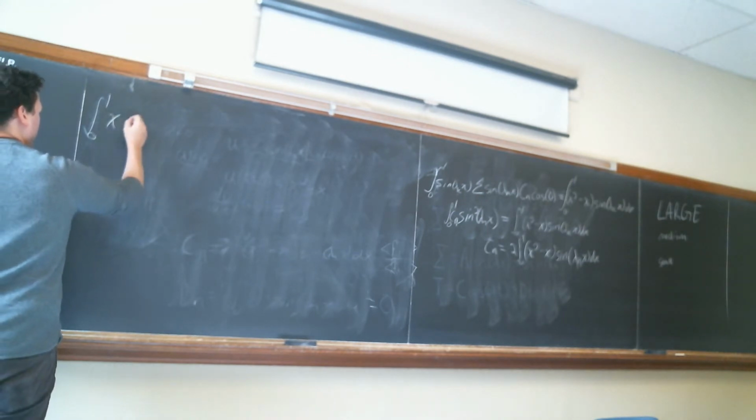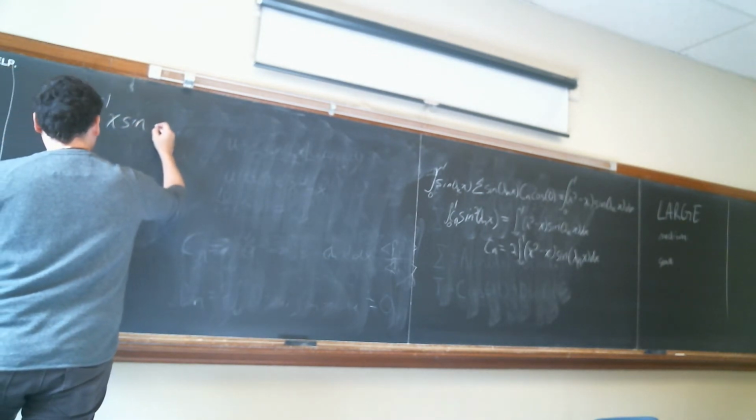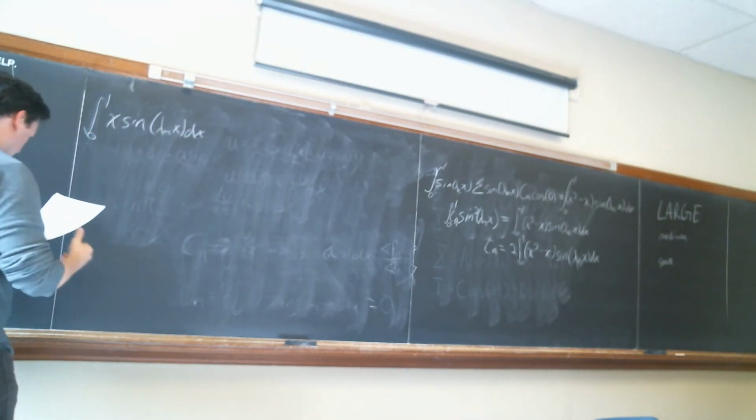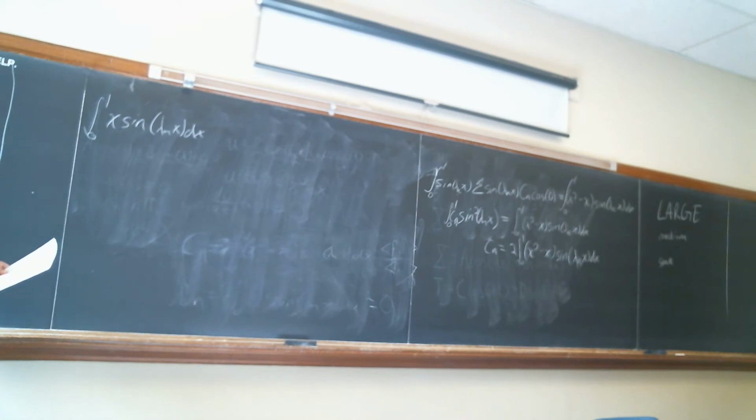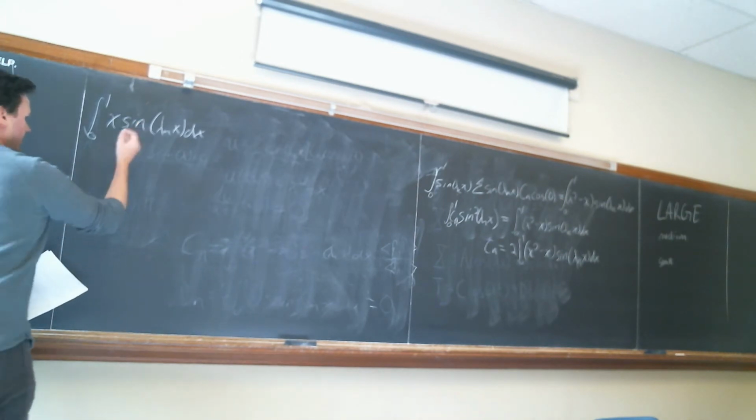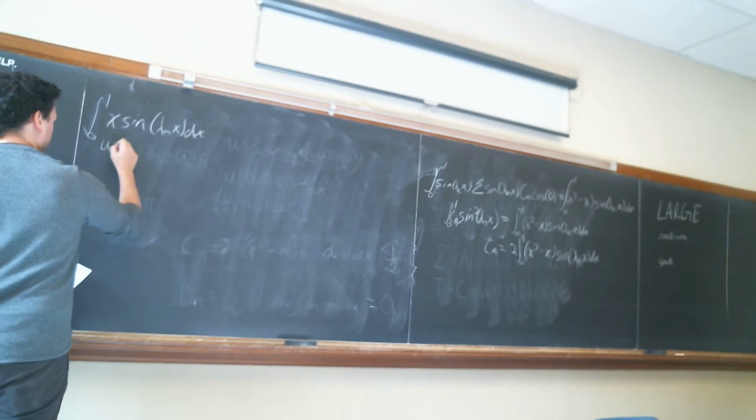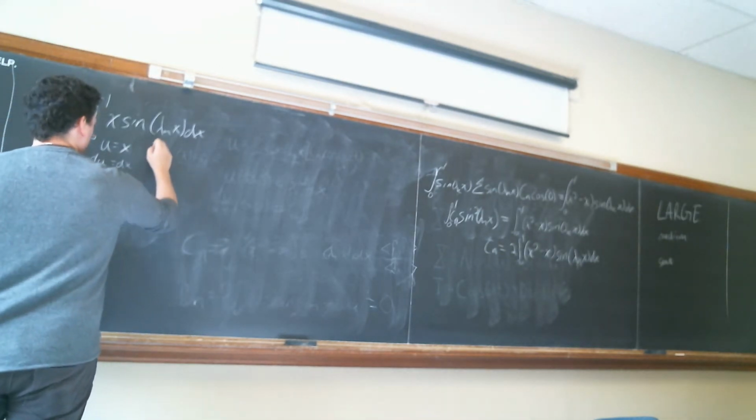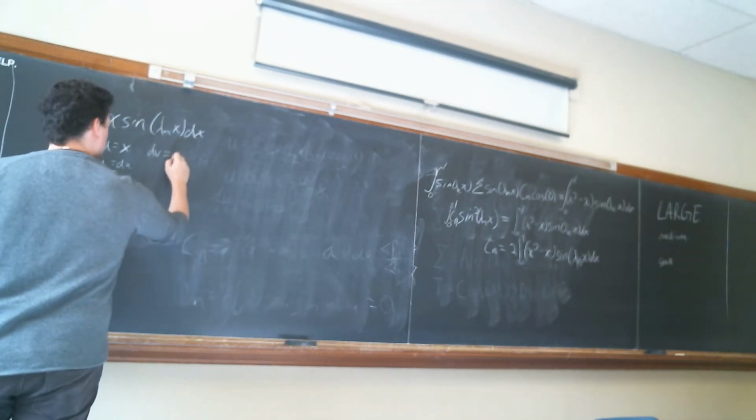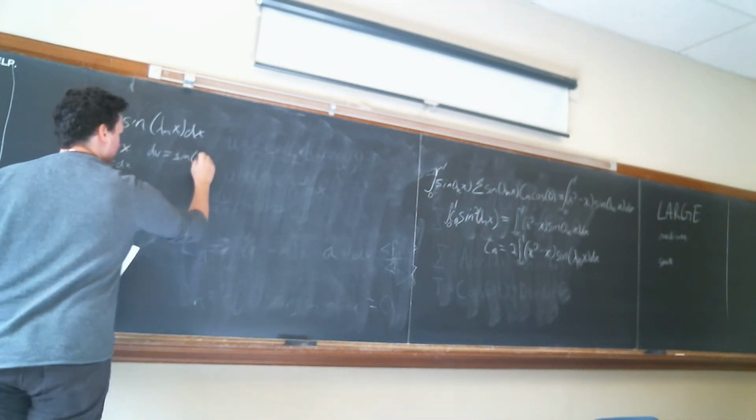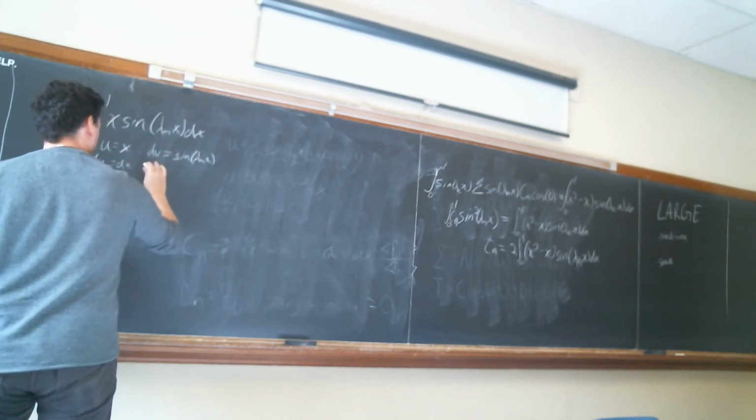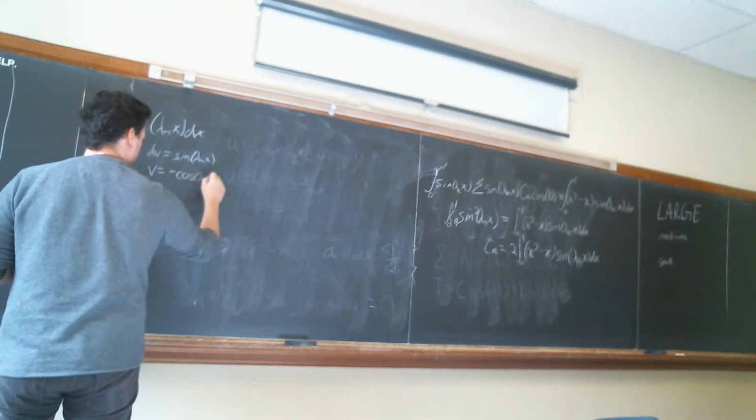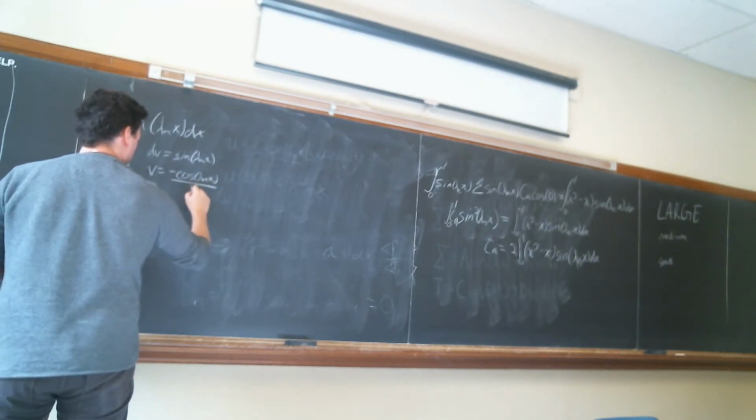Integral from 0 to 1 of x sine lambda n x dx. And because I can never do stuff very well quickly, I just use integration by parts. u is equal to x, du is equal to dx, dv is equal to sine of lambda n x. And then the integral of that is equal to minus cosine lambda n x over lambda n.